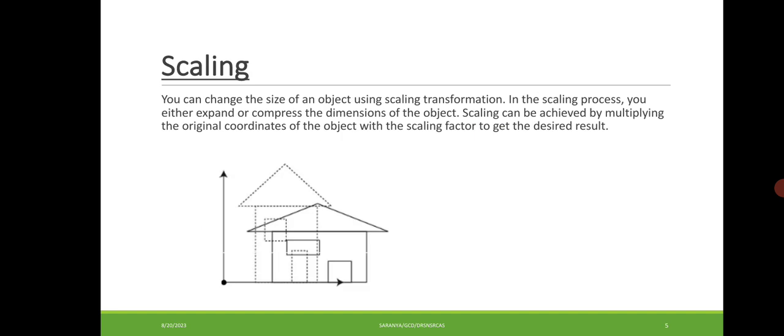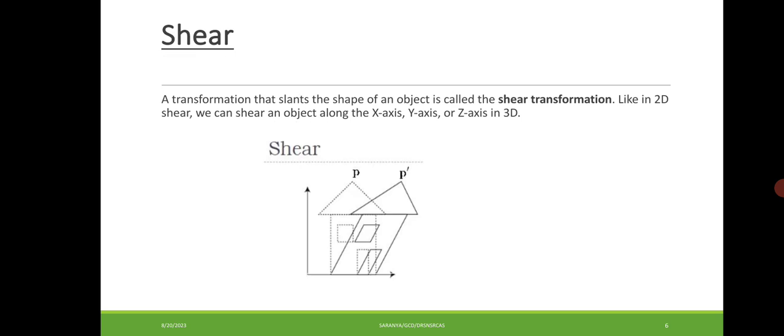The next one is scaling. We are compressing or expanding an object using an axis. You can see in the image the normal house, but it's expanded using the x-axis. This is the scaling. The next one is shear. We are slanting the particular object using the x, y or z axis. You can see in the picture the normal shape of the house is slanted using shear along the x axis.